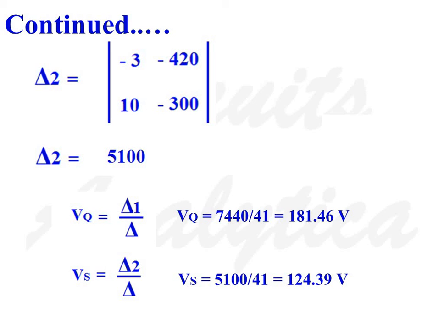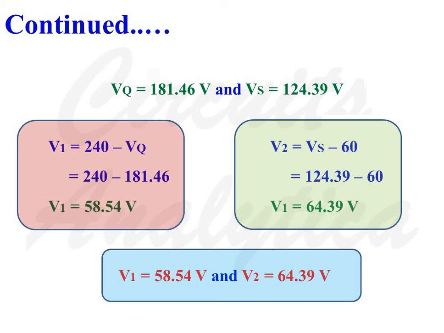Therefore, we will get Vq is equal to 181.46 volt and Vs is equal to 124.39 volt. So voltage drop across 3 ohms resistance is denoted as V1. V1 is equal to 240 minus Vq. That means we will get V1 is equal to 58.54 volt.